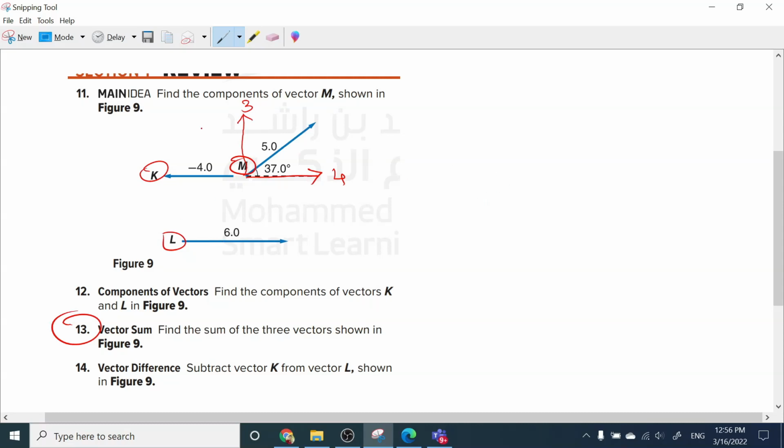So we will add all these. Then this 4 and 4, positive 4 and negative 4, that will be cancelled. And here what is remaining? Only 3 is remaining. So that 3, and here we have a 6. Vector L is 6. So sum of vector k plus m plus l, that is equal to this 6. I will draw here, 6, and this -4 and this 4 cancelled. So here I have a 3 here.